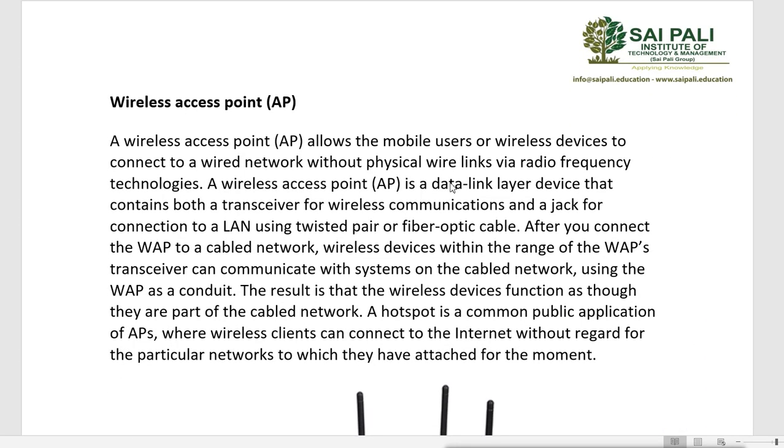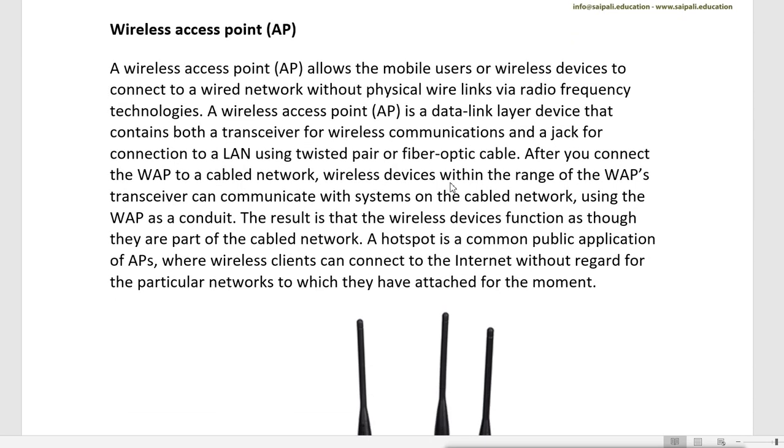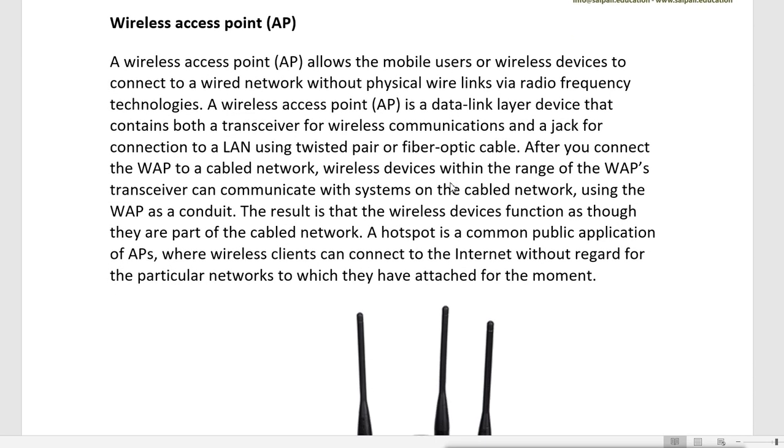Then we have the access point, the wireless access point. This wireless access point allows mobile users or wireless devices to connect to a wired network without physical wire links via radio frequency technology. The wireless access point is a data link layer device that contains both a transceiver for wireless communication and a jack for connection to a LAN using twisted pair or fiber optic cable.